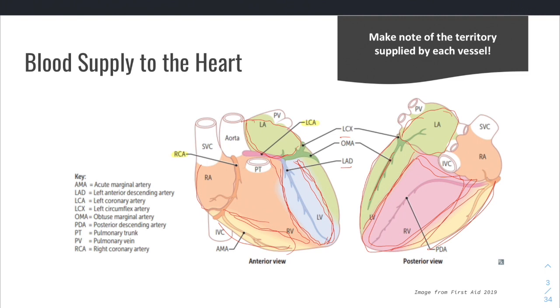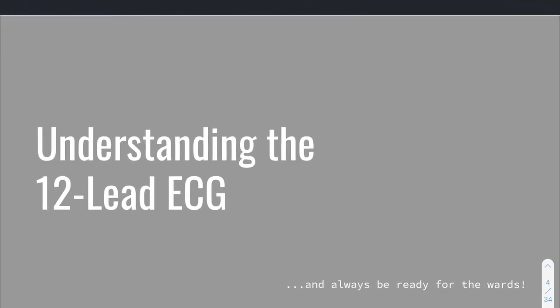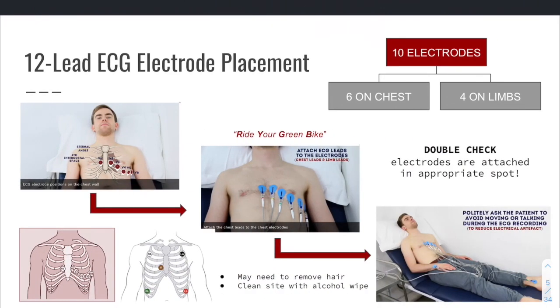So keep those arteries in mind, especially when we're talking about myocardial infarction and things that may look like myocardial infarction, just so that we know what bits of the heart are supplied by what arteries as we're moving forward. So let's get into our ECGs, and hopefully this will make you ready for the wards in no time. So we figured we'd start with placement.